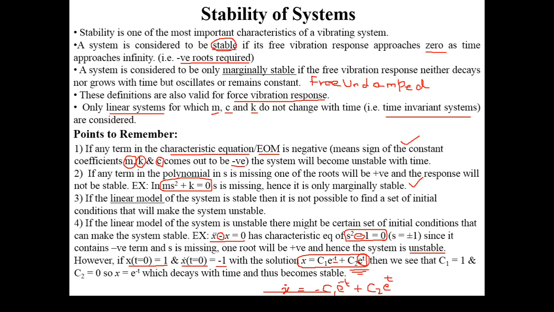So if we now solve these two equations simultaneously, we can find the values of C1 and C2. And what we find in the end is that C2 comes out to be 0. So when C2 becomes 0, our response reduces to x equals e raised to the power minus t, and this response is stable because it has a negative root only, or the power of the exponential is negative. So this solution will decay with time and thus will become stable according to the definition given in point 1.